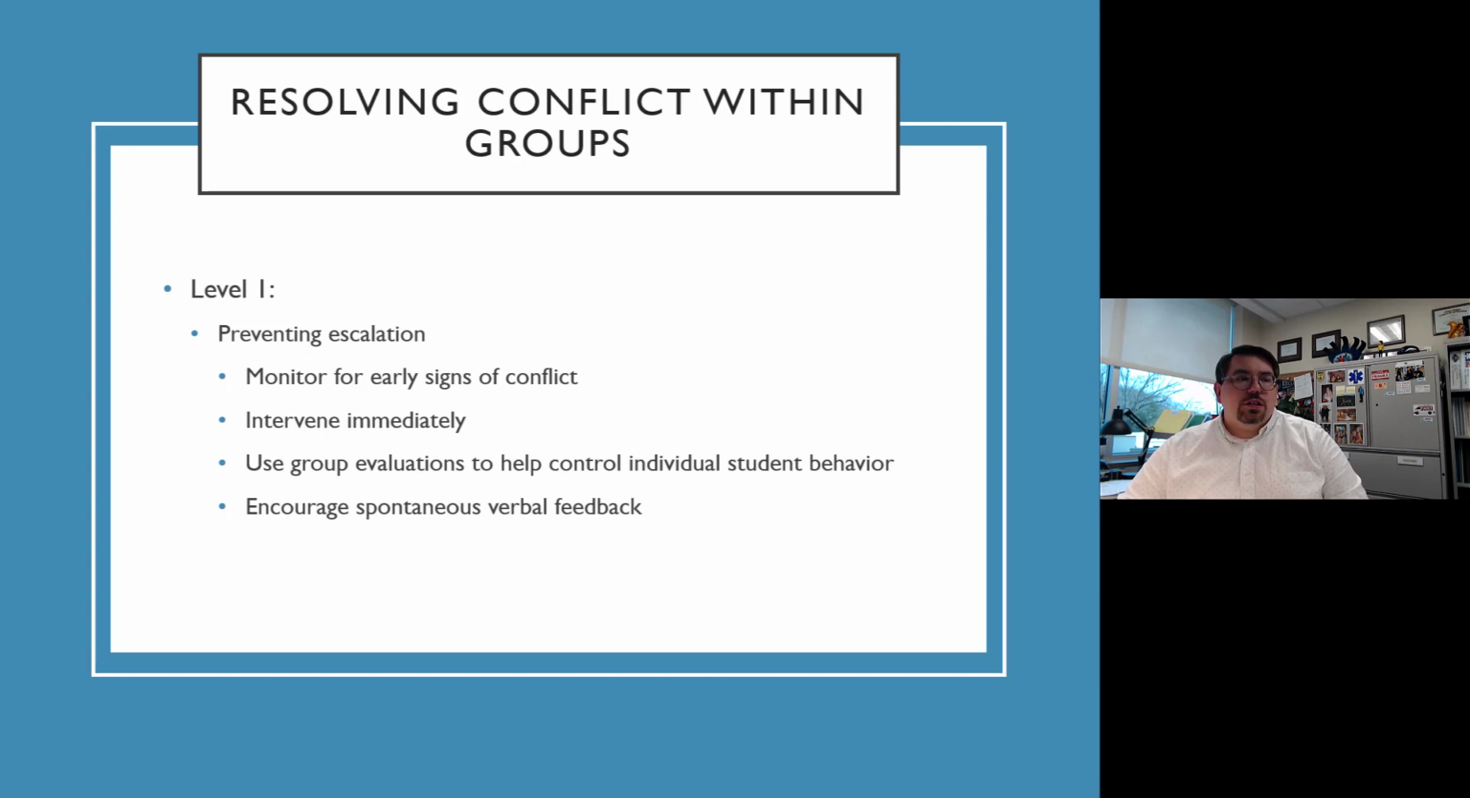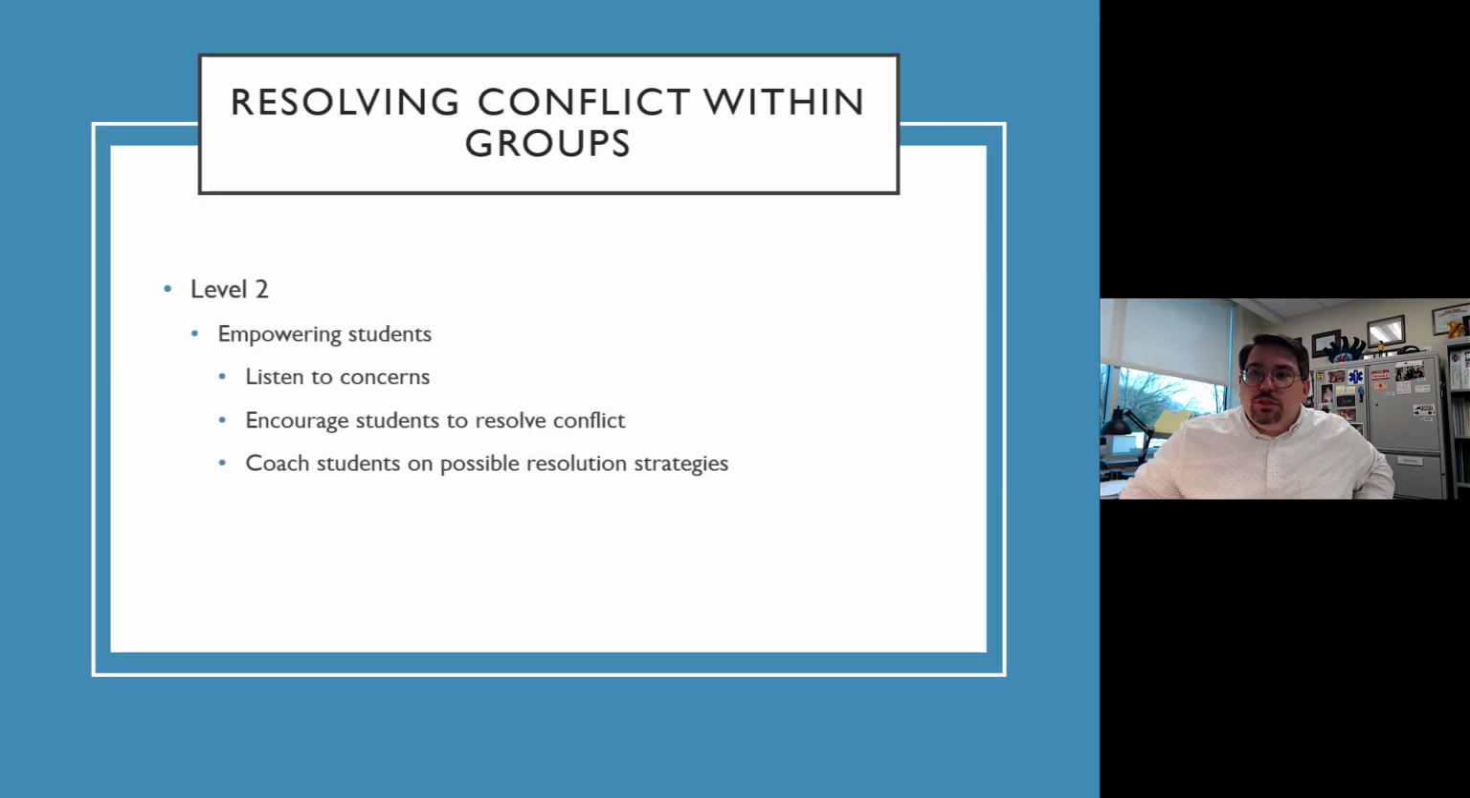And then encourage spontaneous and verbal feedback, right? If it's a situation where we don't want them just bursting out, maybe it's where they can give verbal feedback to their group to discuss things as the learning is occurring in that group activity in real time. Level 2, we want to empower our students.